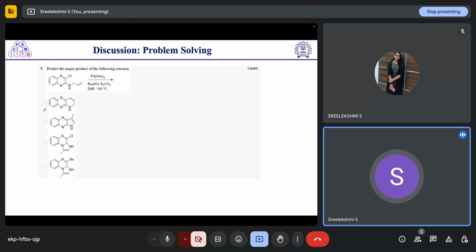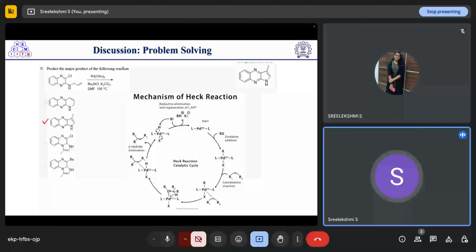So here basically the correct answer is this one, option B, and this is an example for Heck coupling reaction. So first the palladium will undergo oxidative addition. So I will show the mechanism. Yes. So the palladium zero will be generated first by the reaction of this palladium acetate with this base. So once this palladium zero is generated, this will undergo oxidative addition over this chloride.